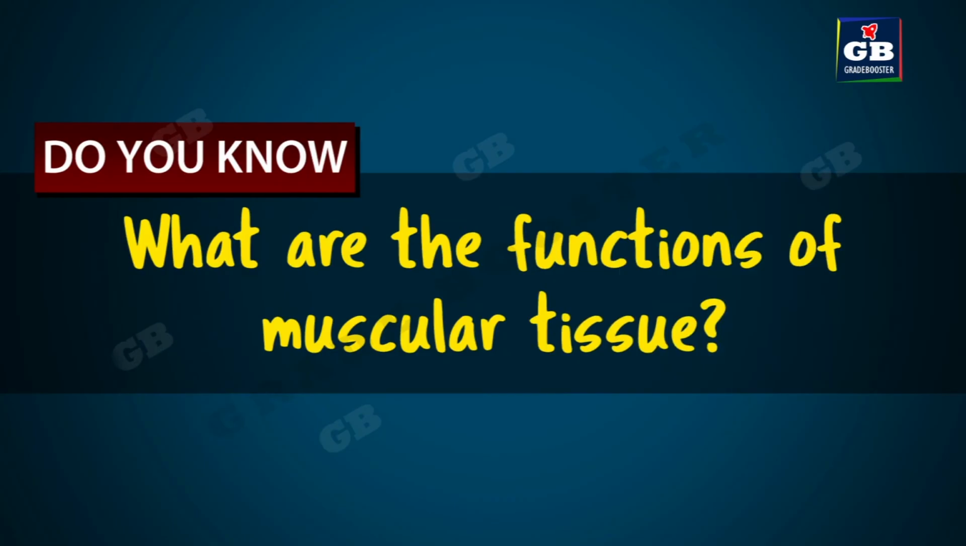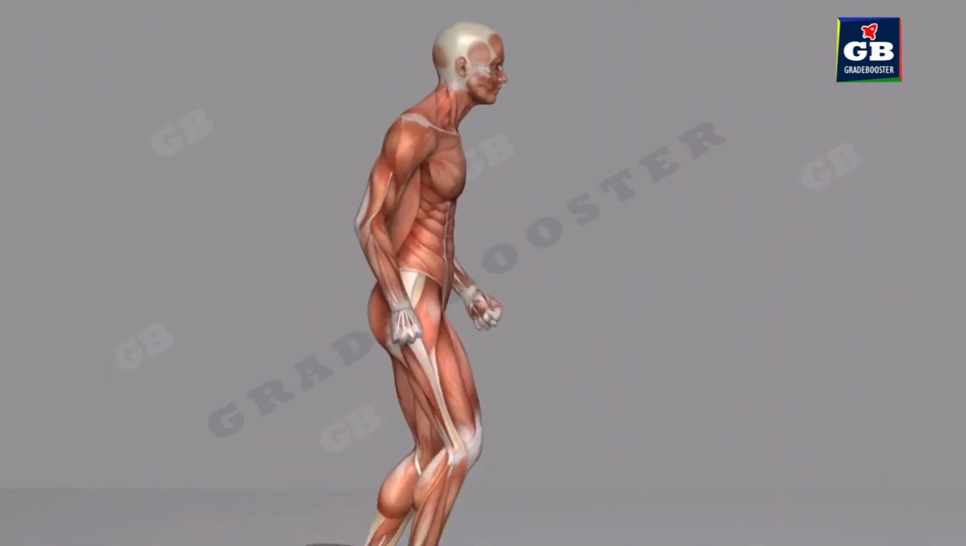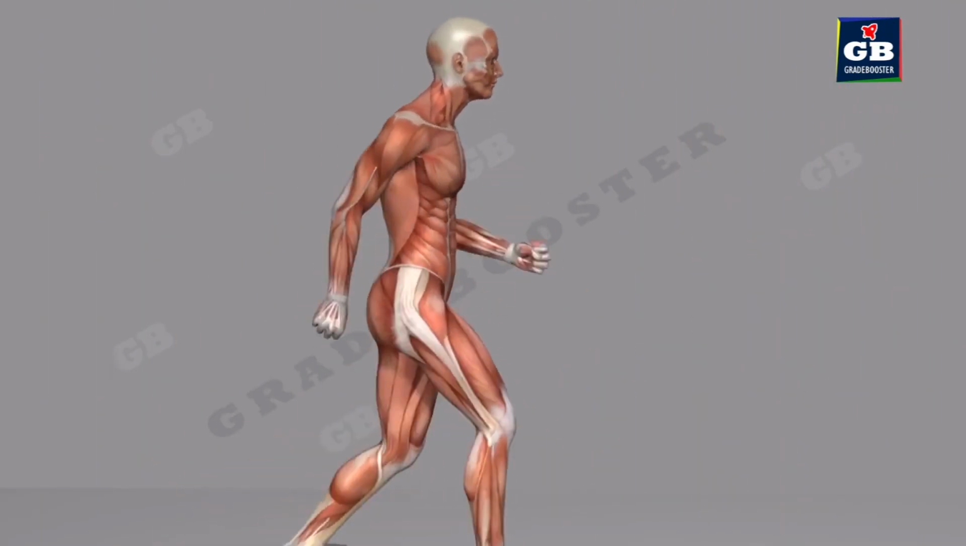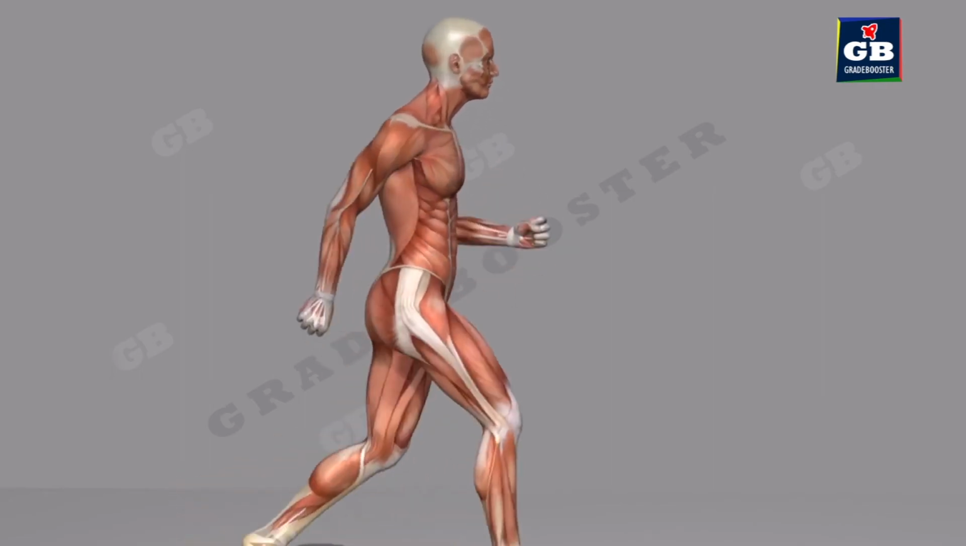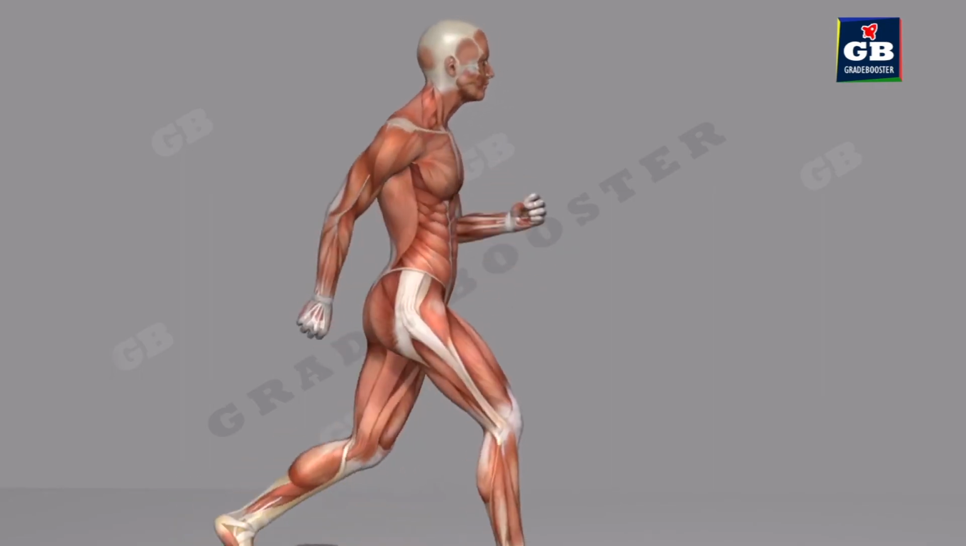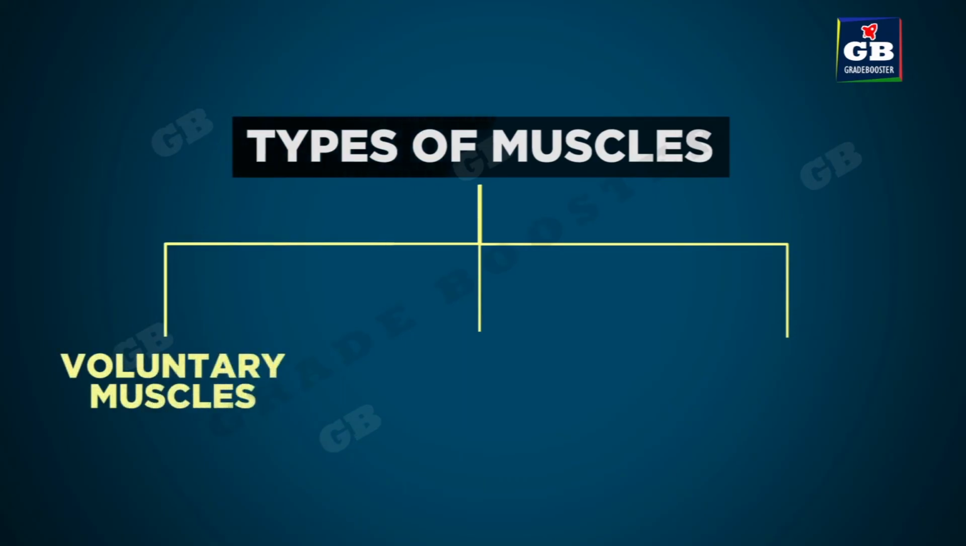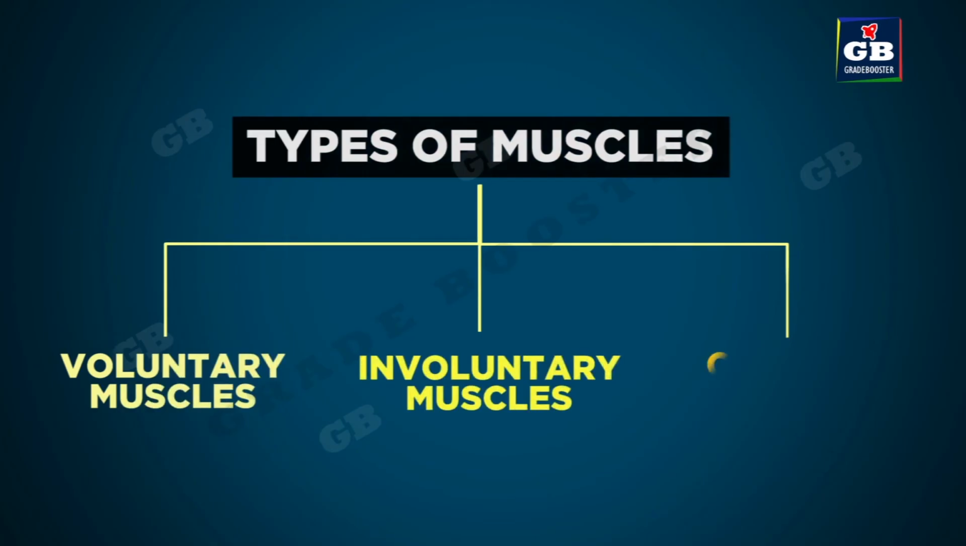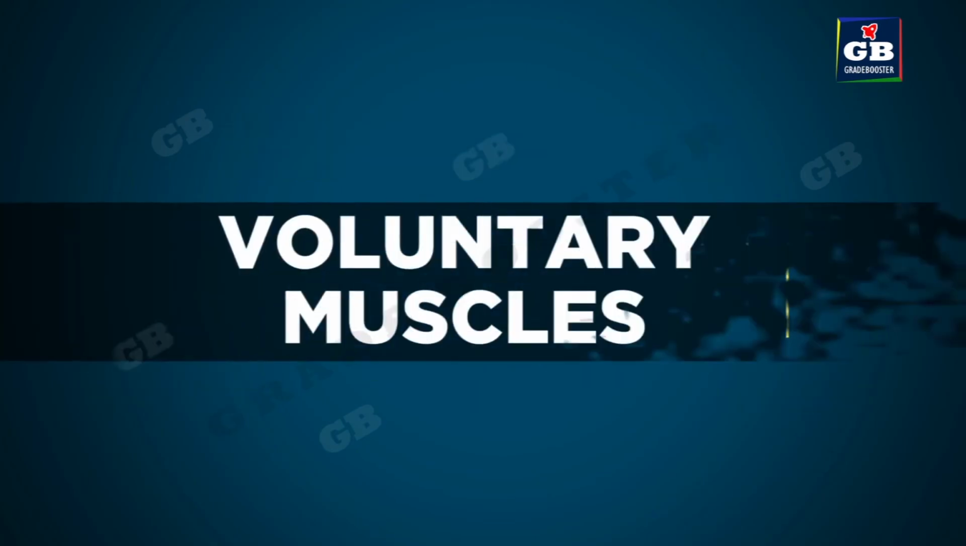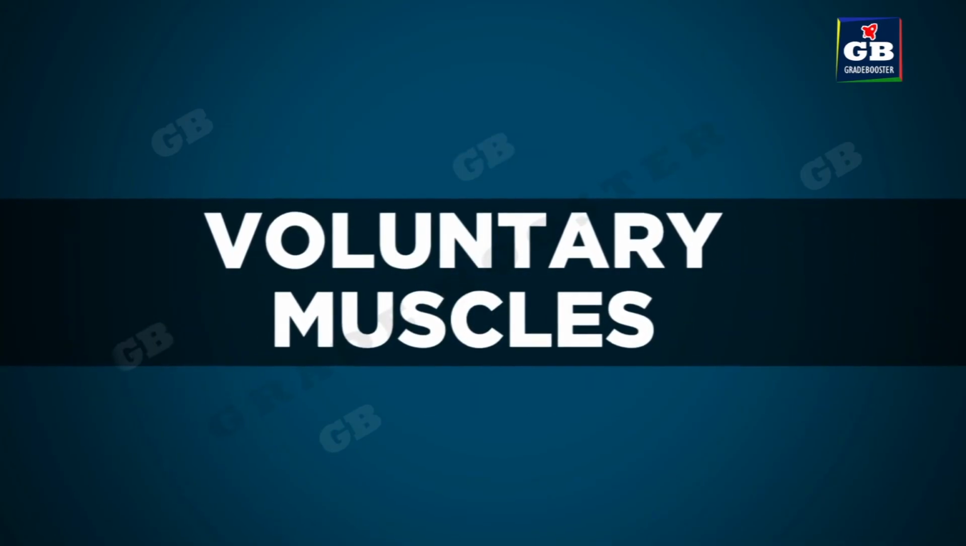What are the functions of muscular tissue? Muscular tissue gives shape, support, and causes movement in different parts of our body. Now let's see the types of muscles. Muscles are of three types. 1. Voluntary muscles. 2. Involuntary muscles. 3. Cardiac muscles. First, let us learn about voluntary muscles.